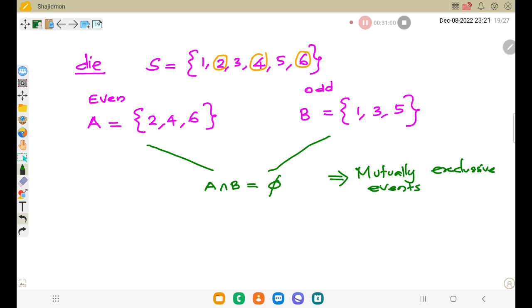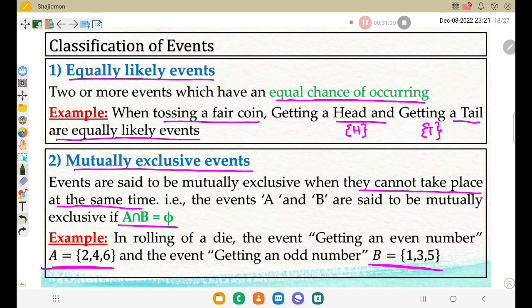That means, see, when we are throwing a die, even number and odd number together will not happen. Either we will get an odd number, or we will get an even number. Either we will get 1. 1 and 2 together will not come, because only one face is on the top side, correct? That is the meaning of mutually exclusive events. So they cannot take place at the same time. That is the meaning of mutually exclusive events.